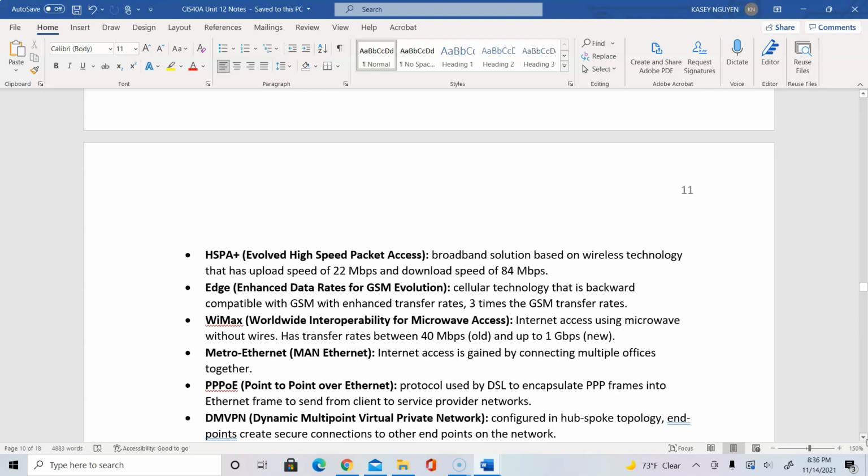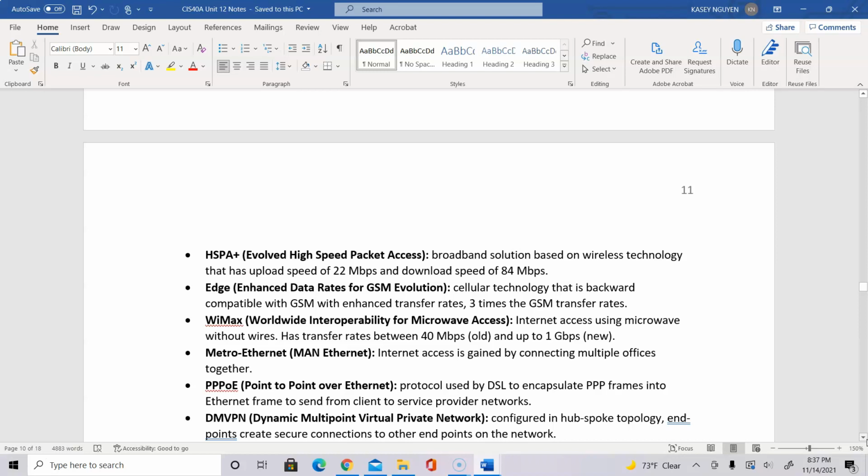EDGE is for Enhanced Data Rates for GSM Evolution. EDGE is an upgrade from the GSM. This is a cellular technology that is backward compatible with GSM, whose transfer rate can be 3 times the GSM transfer rate. Then we have WiMAX, which is Worldwide Interoperability Microwave Access.